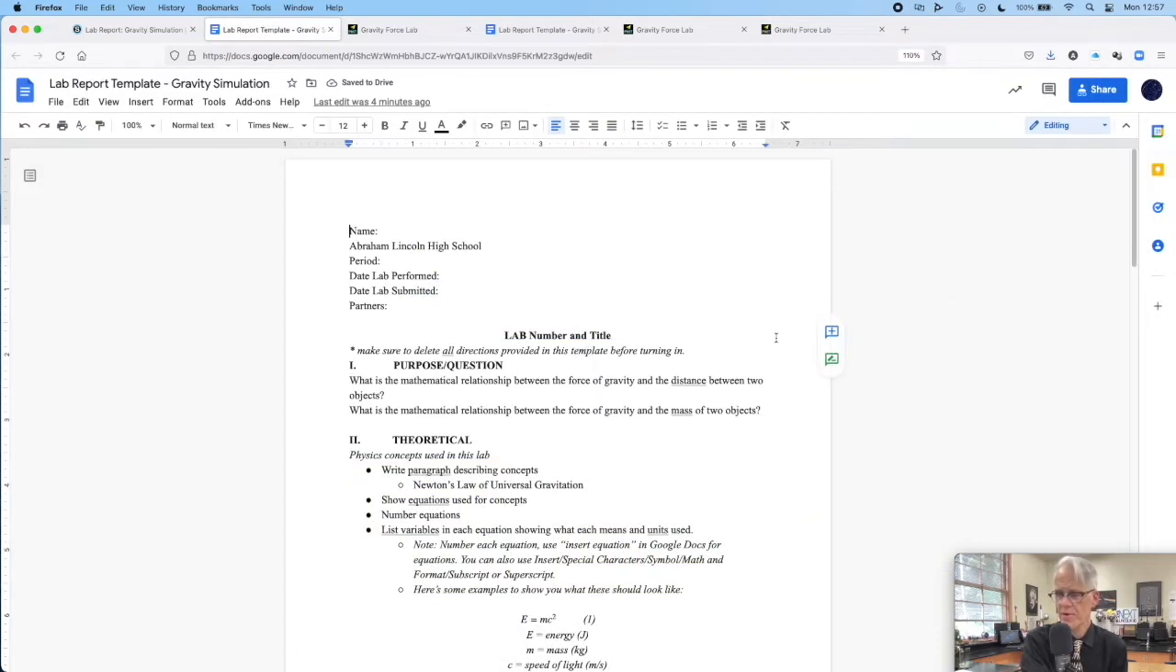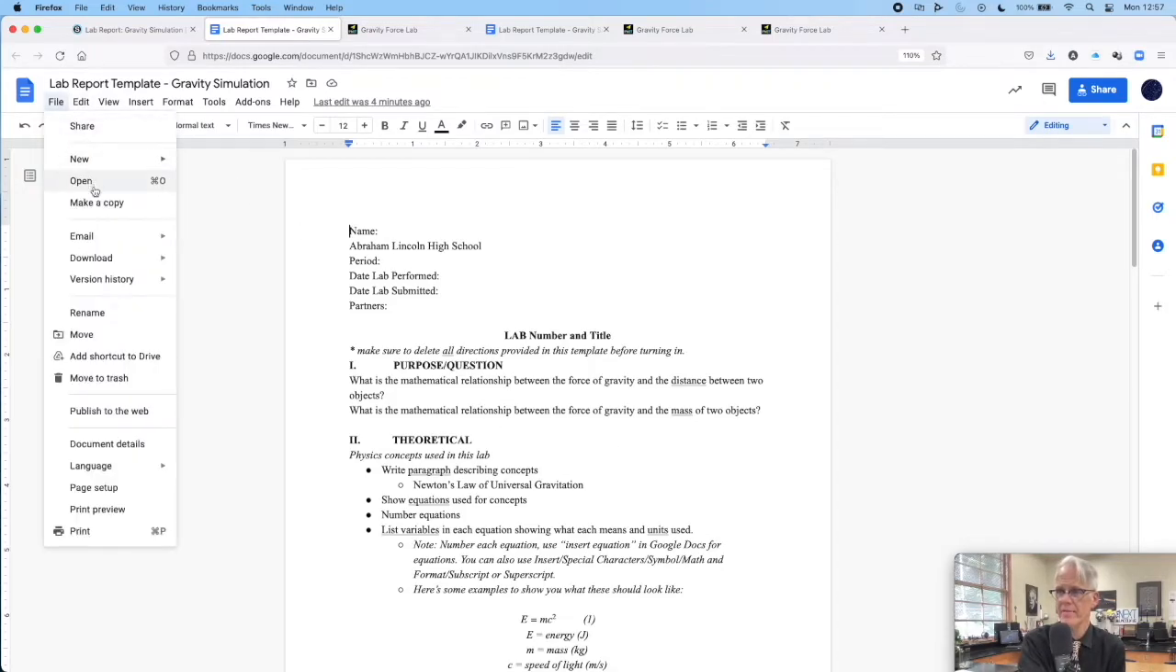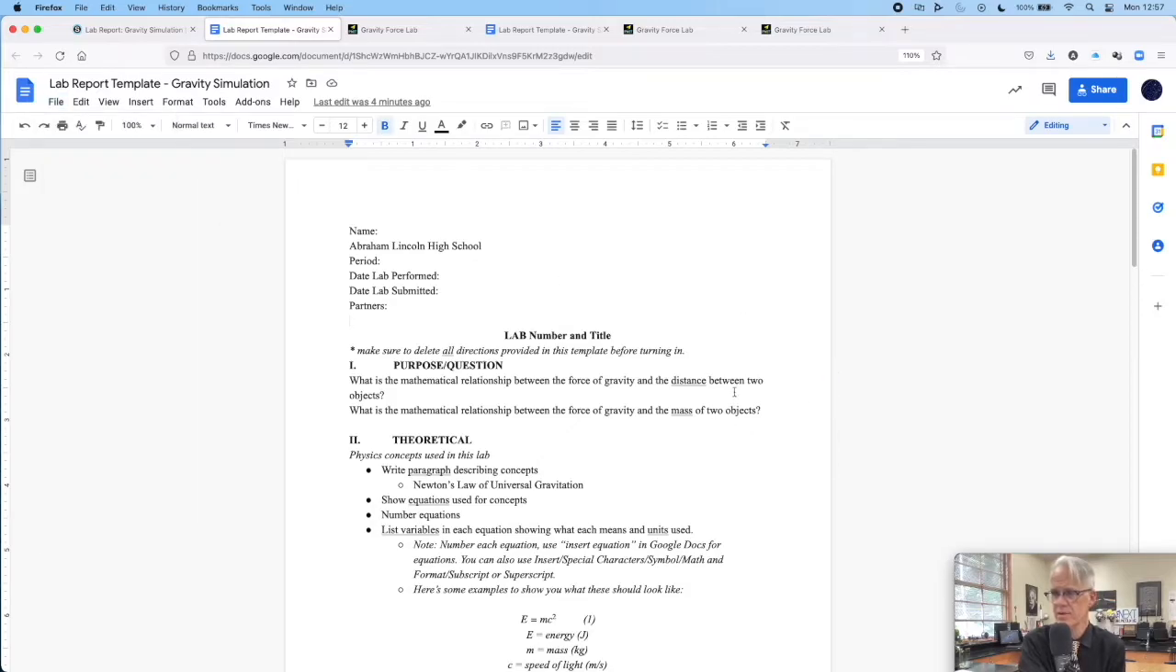Here's our lab report template. We've used these before. The purpose or the question is written in there for you. You'll go up here and make a copy of this, and that way you can do whatever you want with it. If you mess it up, don't worry. You can always come back here and make a new copy.